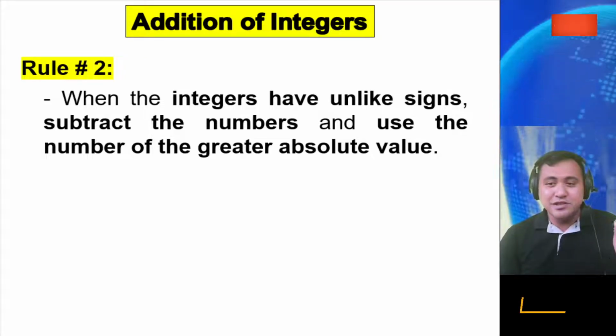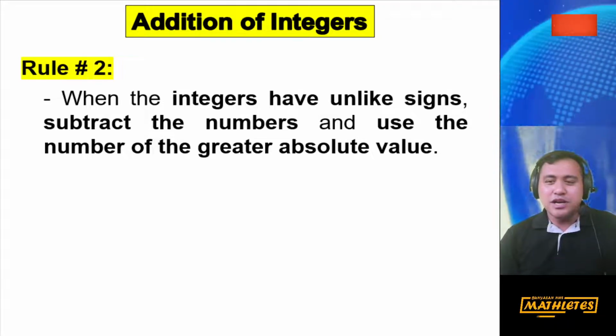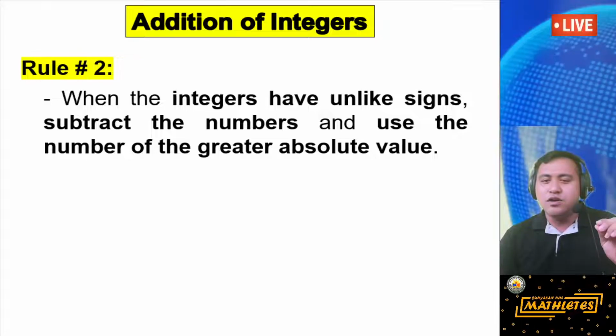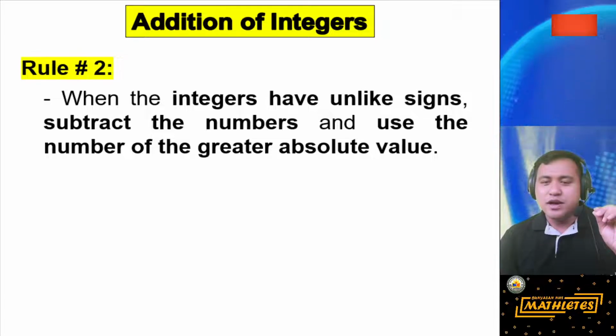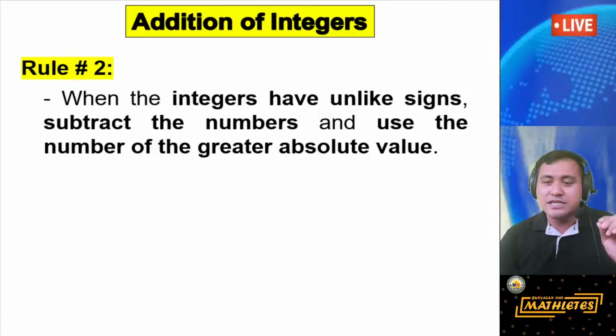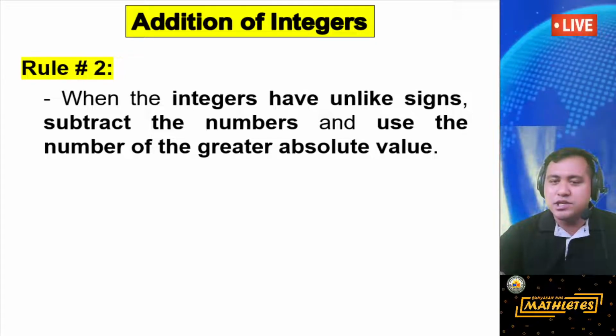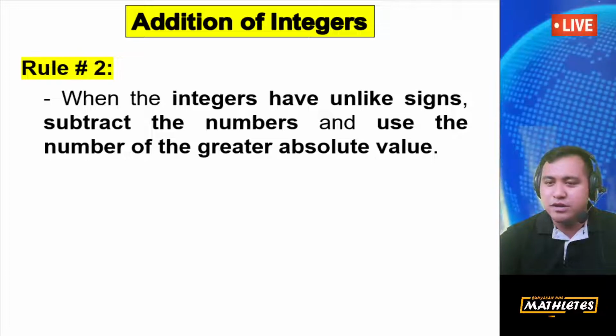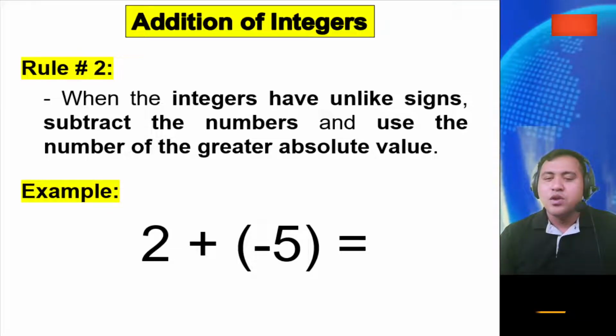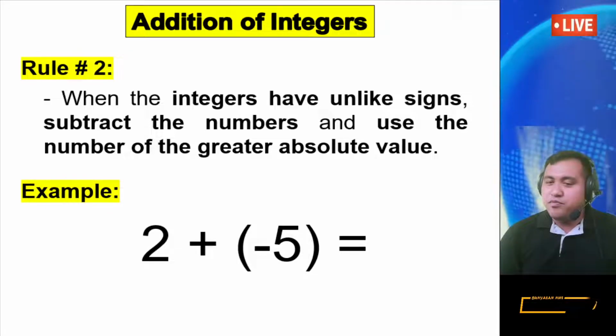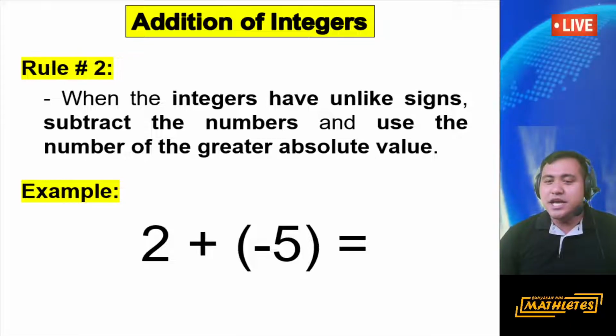So, we will use that concept. Atong gamiton na nga concept sa addition of integers who have unlike sign. Okay. Subtract the numbers and use the sign of the number with the greater absolute value. Okay, for example, 2 plus negative 5. 2 plus negative 5.